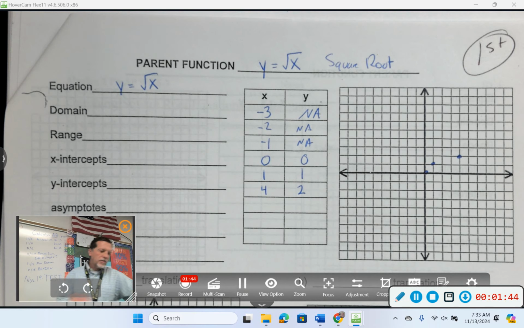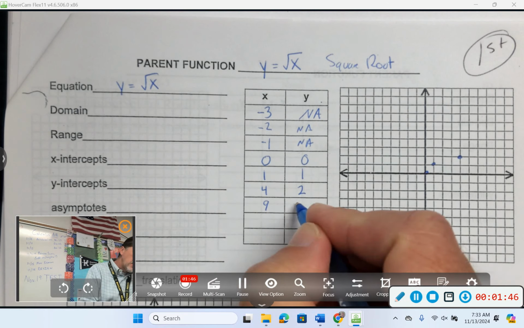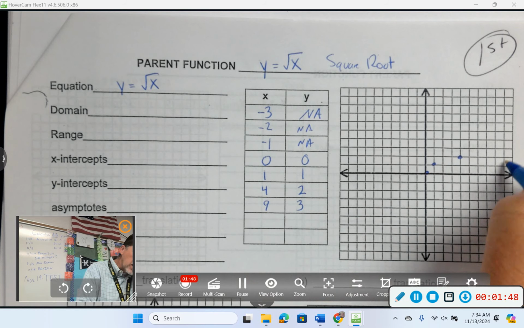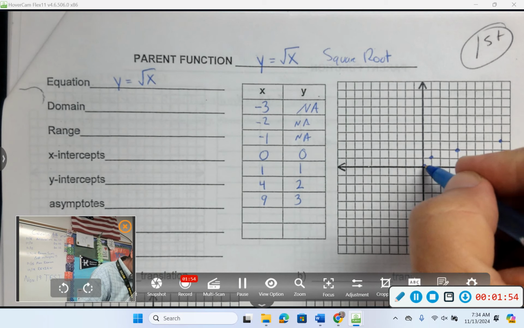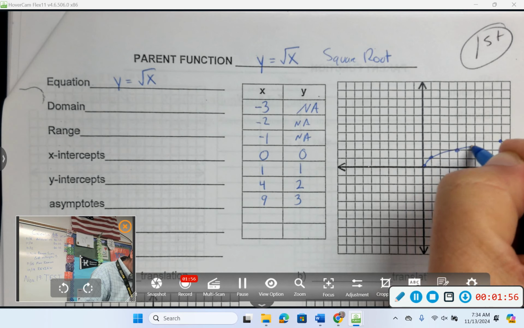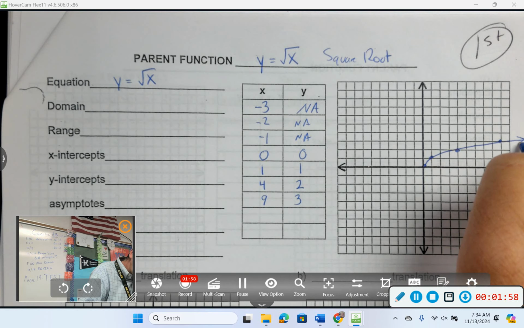I'm hearing requests for 9. I like that because the square root of 9 is 3. Okay, I think we've seen enough to sketch a graph.